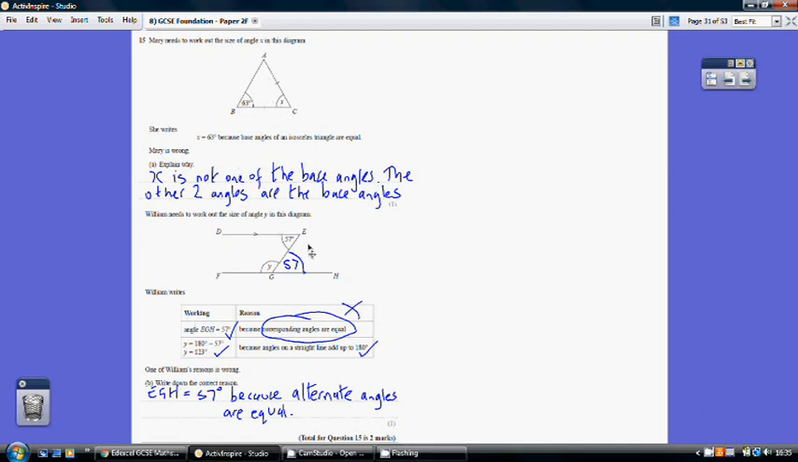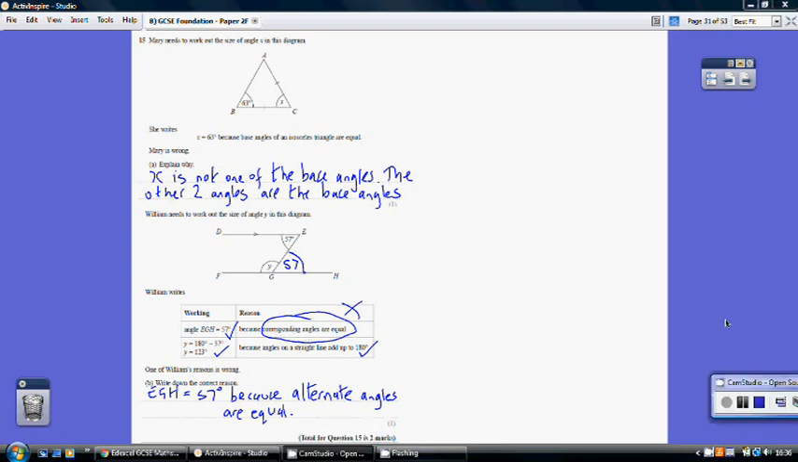Now for part B with William, his workings are correct. EGH is 57 and Y will be 123, but the reason he's given for EGH is wrong. This one is like the Z angle rule. This is alternate angles are equal, not corresponding angles are equal.